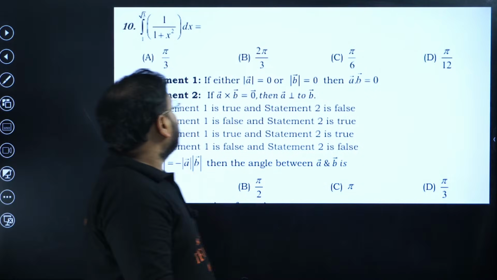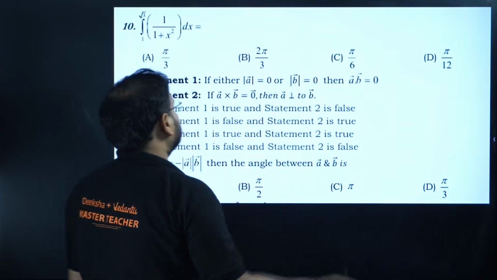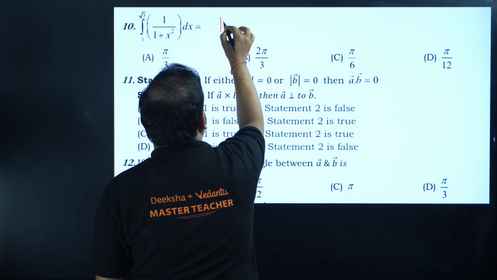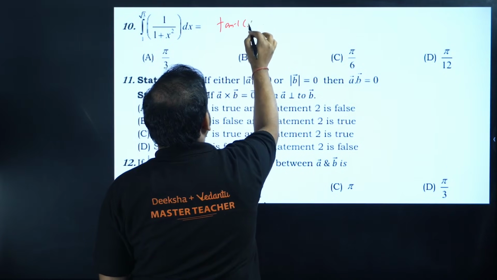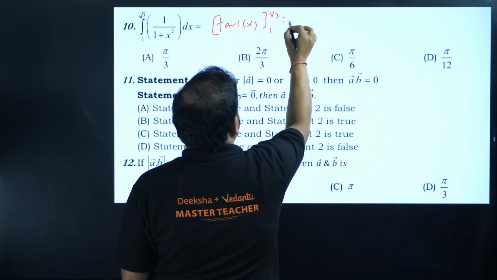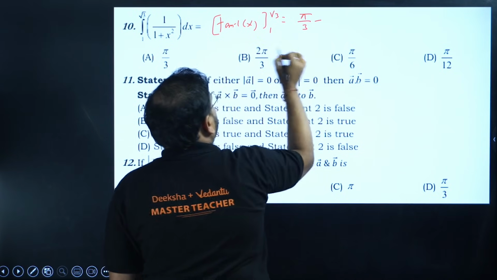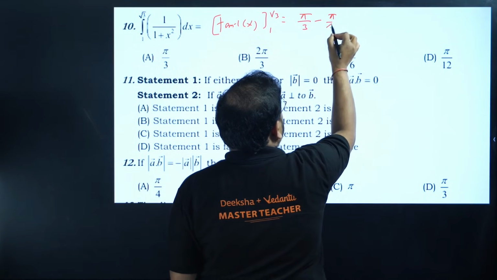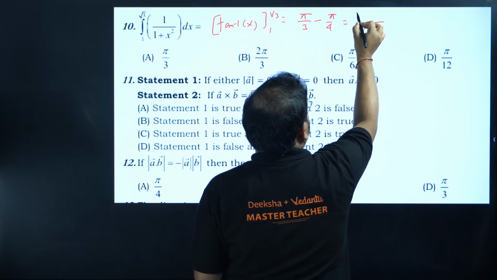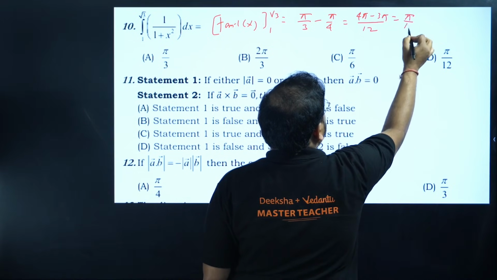10th one now. 1 upon 1 plus x square is an integral of what? Or basically derivative of what? Tan inverse, means you're going to get integration as tan inverse of x. From where to where? 1 to root 3. Tan inverse of root 3 is pi by 3 minus tan inverse of 1 which is pi by 4. LCM you take 12. 4 pi minus 3 pi. Answer is pi by 12.